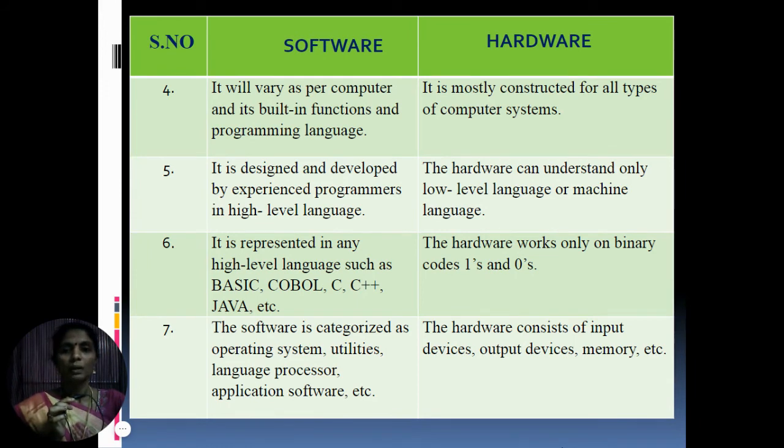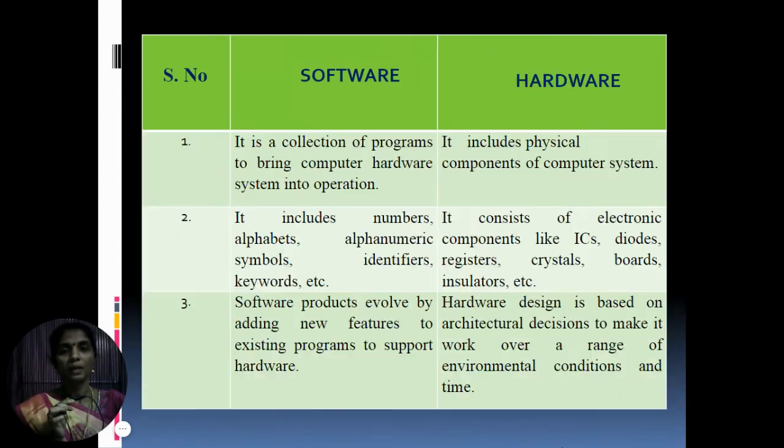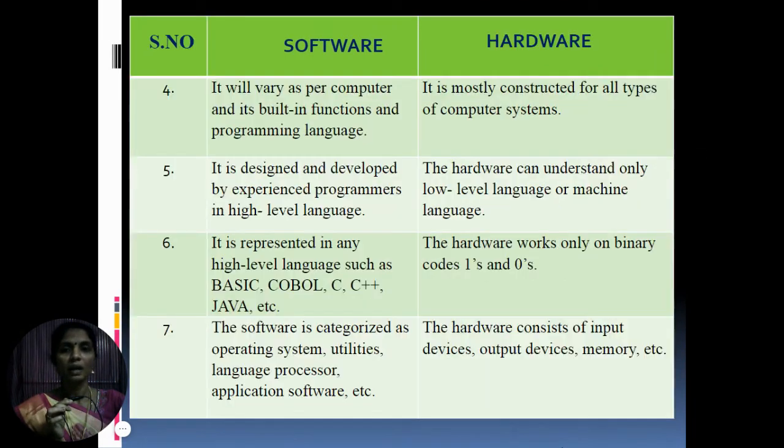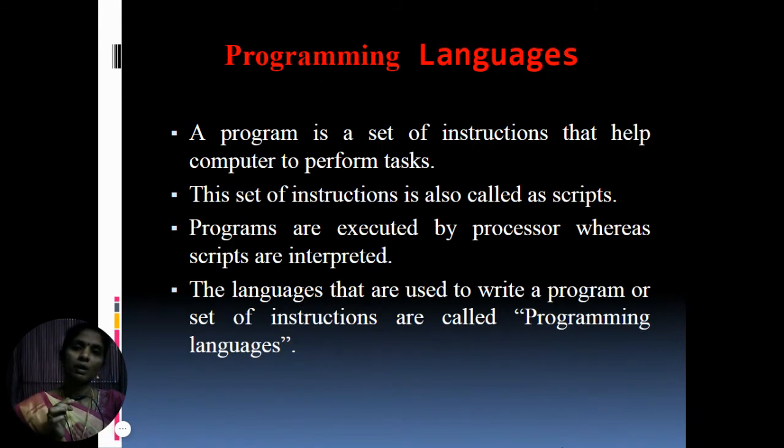So, in the previous slides we discussed what is hardware, what are the hardware components, what is software, what is system software and application software. Next, to discuss the programming languages. So a program is a set of instructions. It is called a program. A program is a set of instructions that helps the computer to perform tasks.